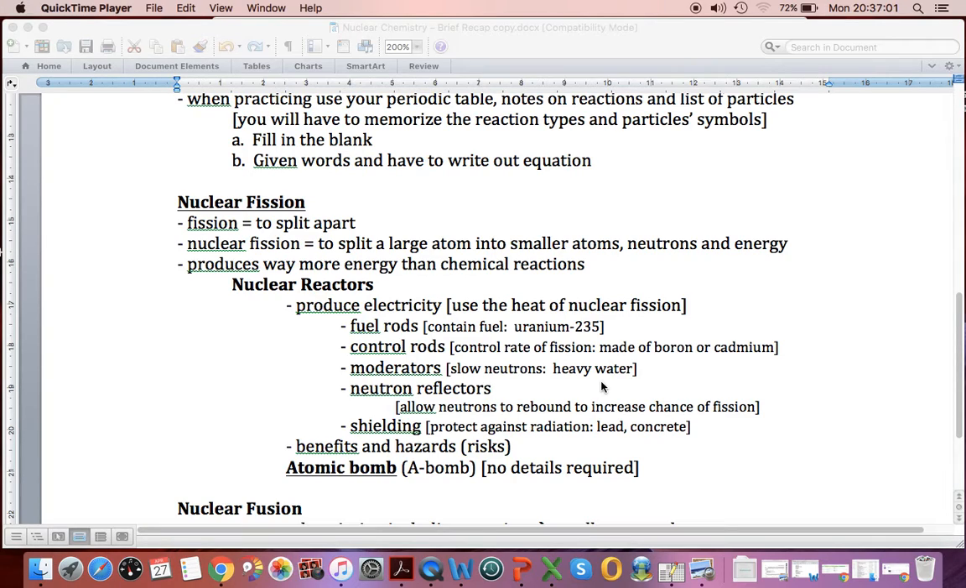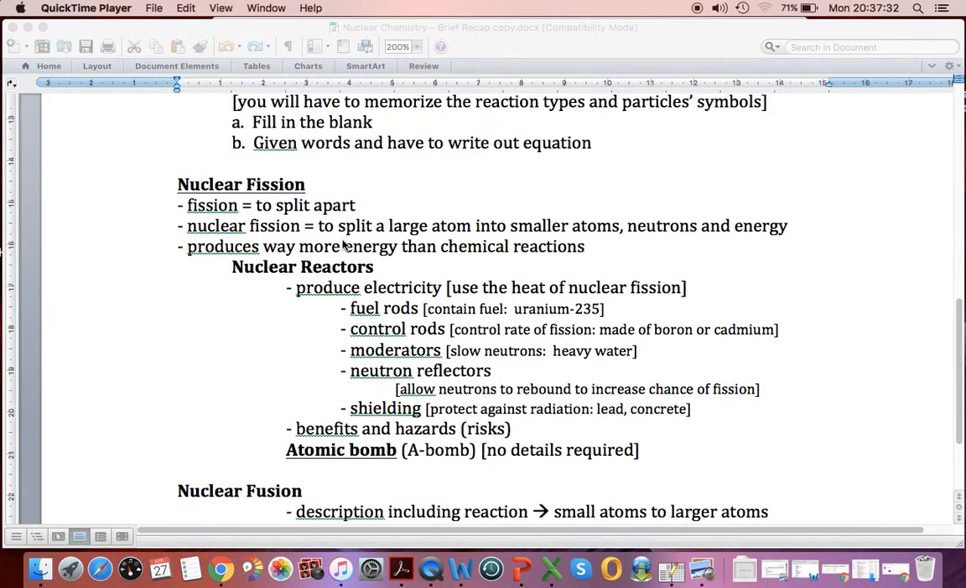We need shielding to protect equipment and protect people from radiation, and things like lead and concrete are used for this. Nuclear reactors are typically set up near a source of water, so you may see them near a river. The water they produce will end up being warm, so they have to have cooling ponds before they're allowed to release that water back into a river. You should know the benefits and the hazards, the problems associated with it, and you should know that the atomic bomb goes with nuclear fission. The A bomb split an atom.